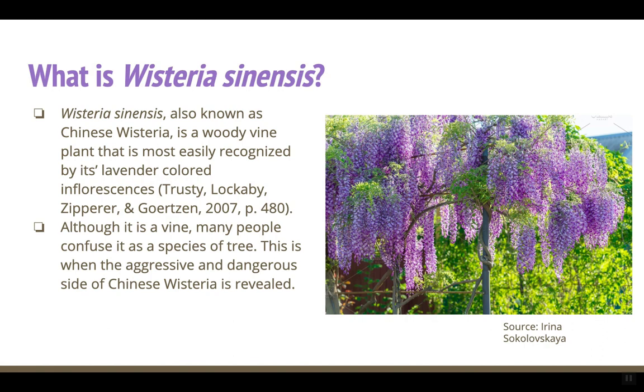Wisteria sinensis, commonly known as Chinese wisteria, is a woody vine plant that's most easily recognized by its lavender inflorescences. It can be commonly seen in Athens even during the springtime. Although it's a vine, many people can confuse it as a species of tree. This is when the aggressive and dangerous side of Chinese wisteria is revealed.